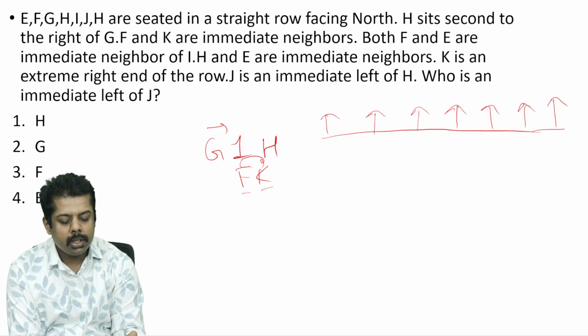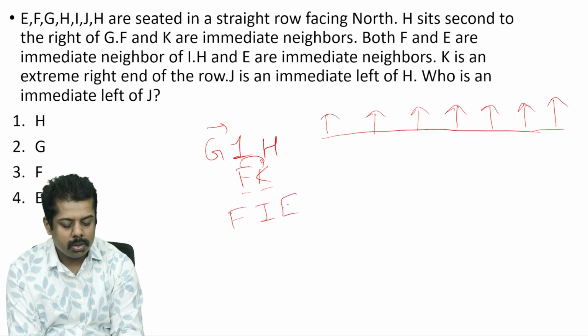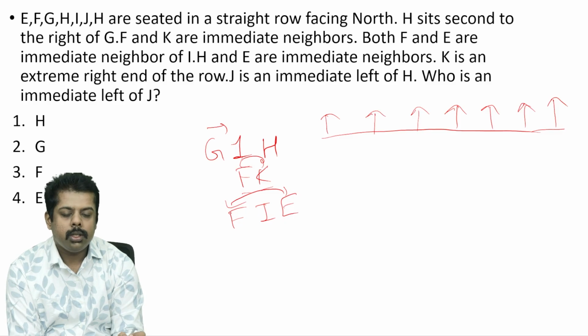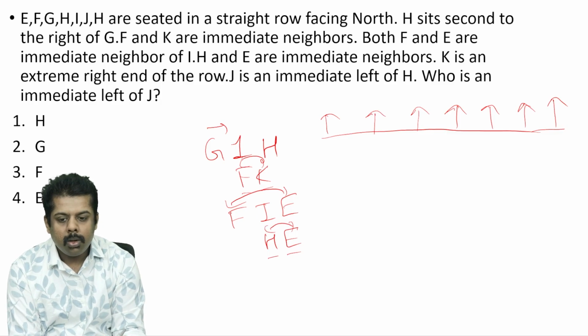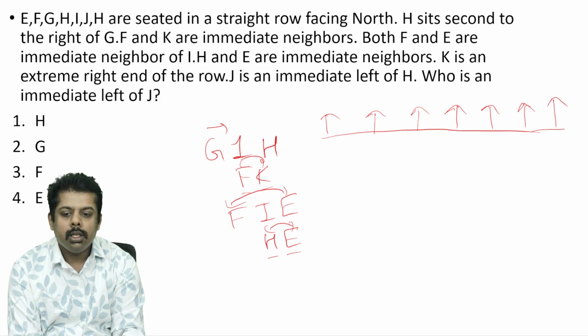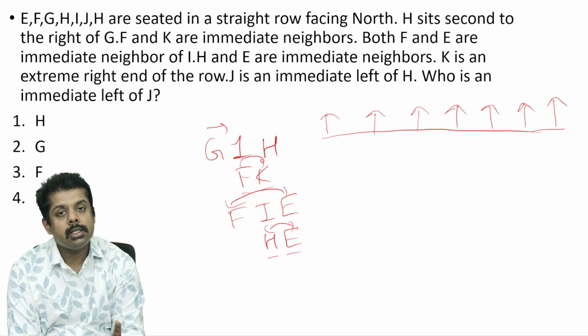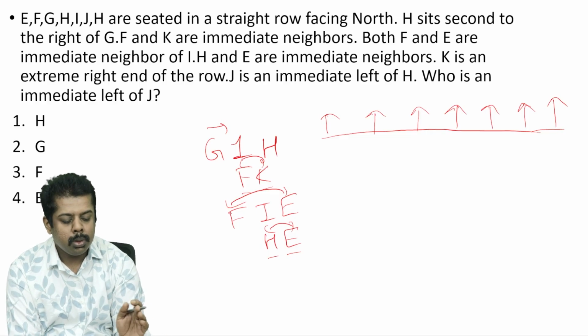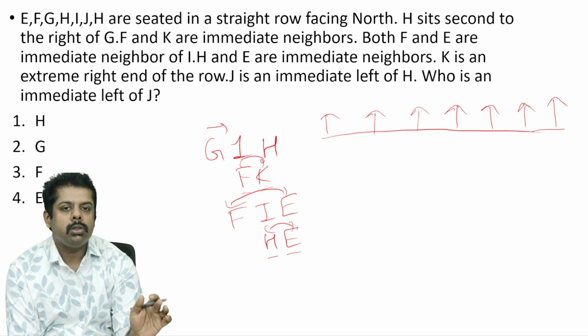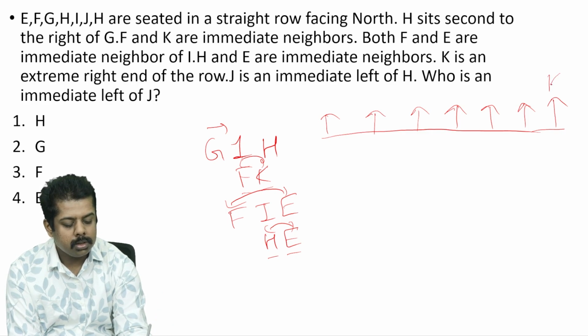Both F and E are immediate neighbors of I. So basically I is going to be between F and E. That is also understood from this point. Moving on to the next point, H and E are immediate neighbors. Now moving on to the next point, K sits at the extreme right end. This is a direct point, so we can just fix K here. As everyone is facing north, the extreme right has to be in this position. So K is definitely here.